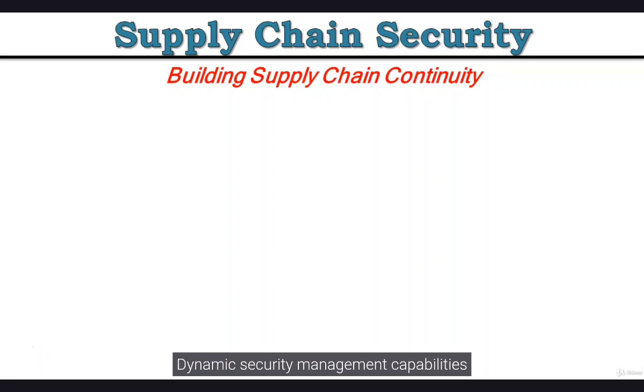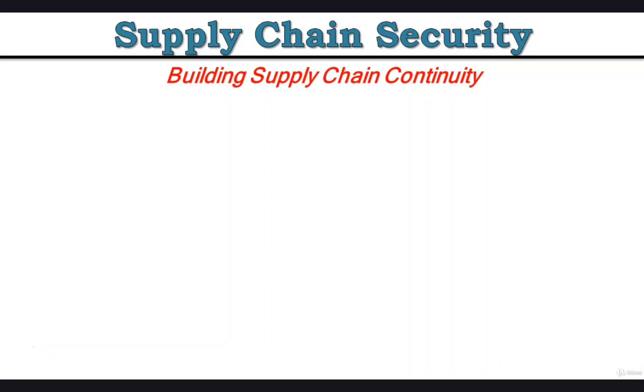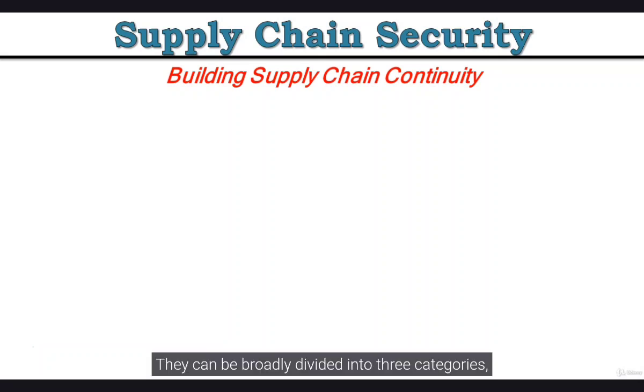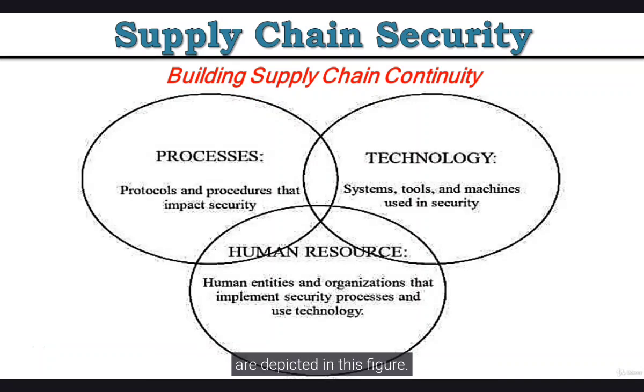Dynamic security management capabilities are resource bases that can be activated or deployed toward the goal of securing the firm's supply chain. They can be broadly divided into three categories: processes, technology, and human resource. These types of security management capabilities are depicted in this figure. Let's examine each one of them.